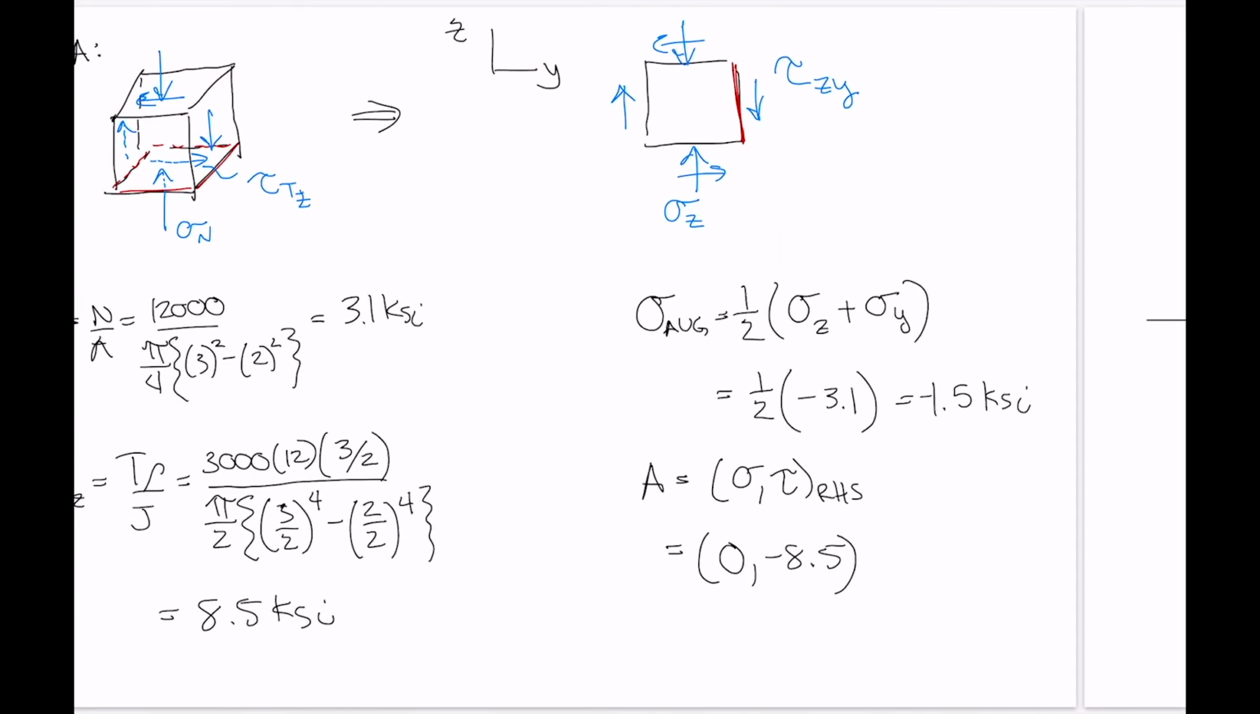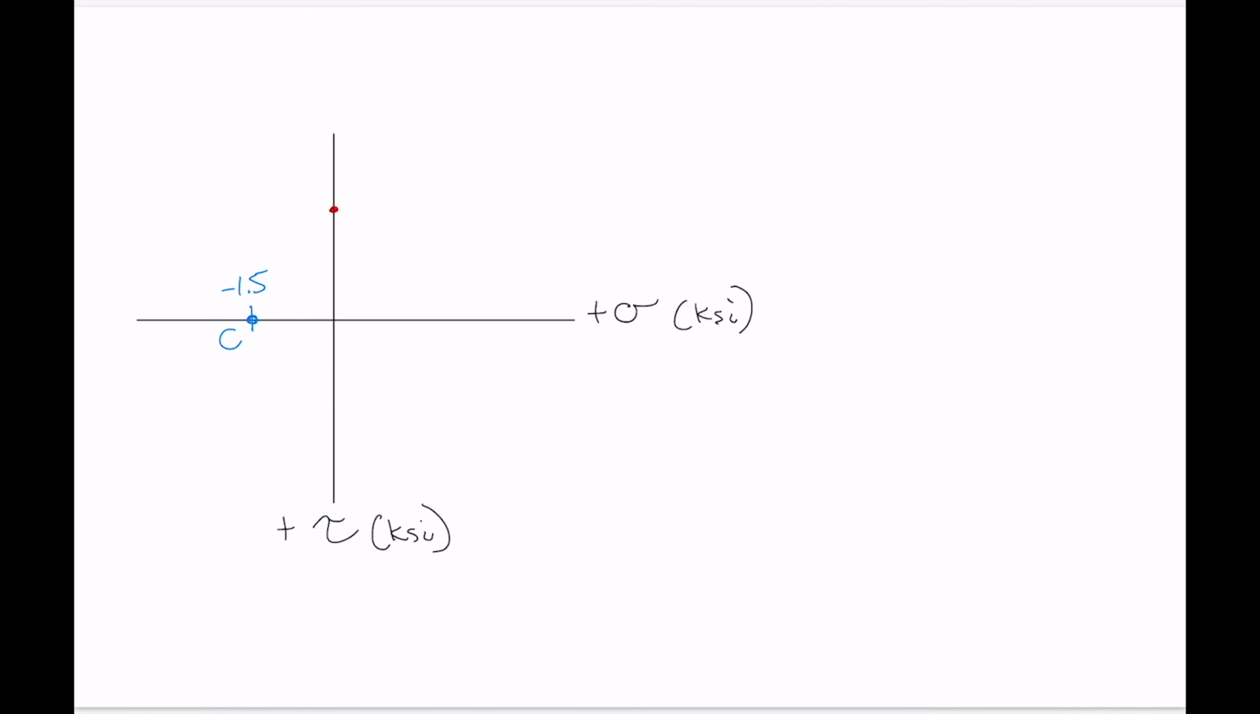Okay, there we go. We're going to label positive shear stress down that way, positive normal stress down that way. The center of our circle was located at minus 1.5. So this is C, and we're doing this in KSI. Then this reference point, point A, was at 0, minus 8.5. So here we go. That's minus 8.5. Obviously not completely to scale, but that's okay. That's point A. And the radius of our circle goes from C to A, radius R there. Then let's draw the circle.